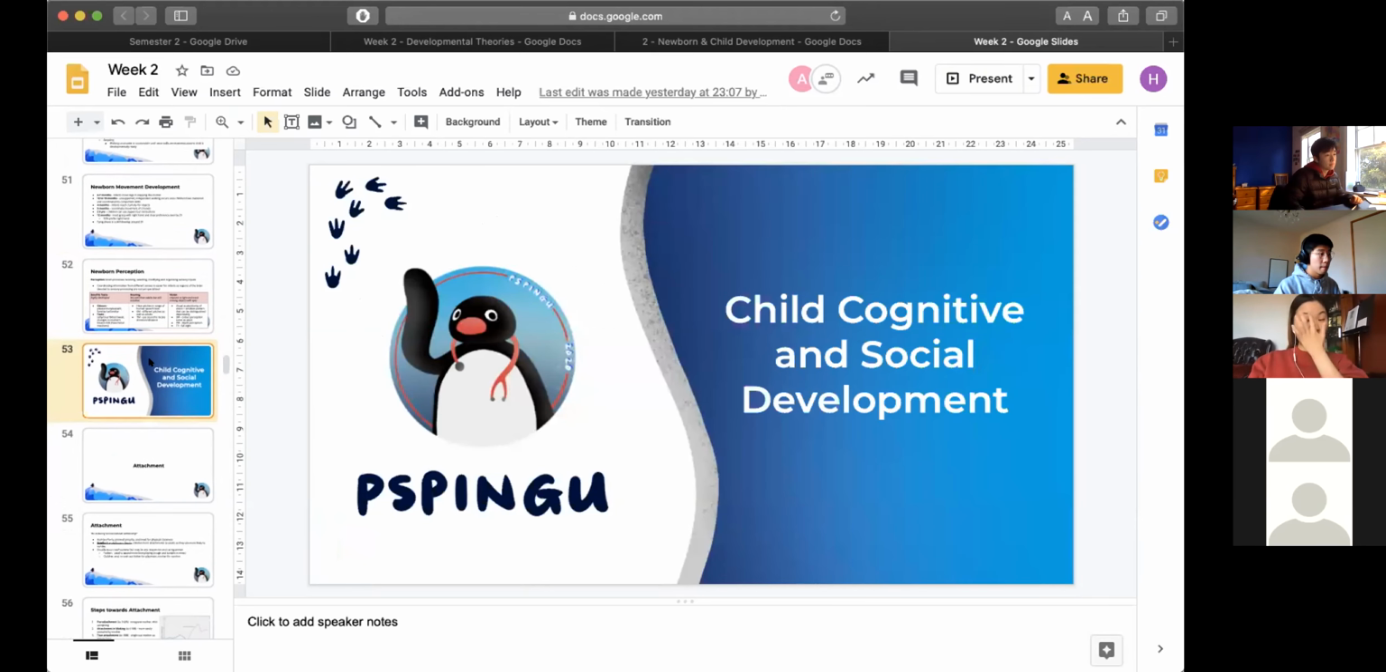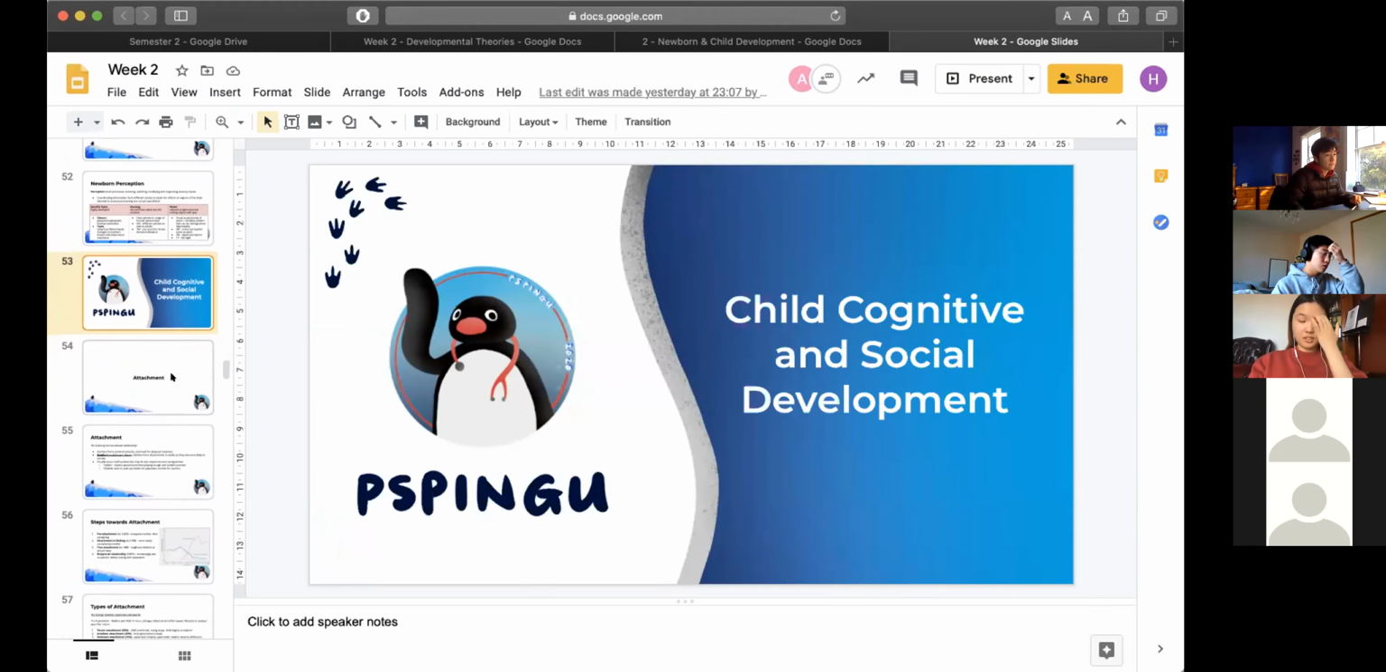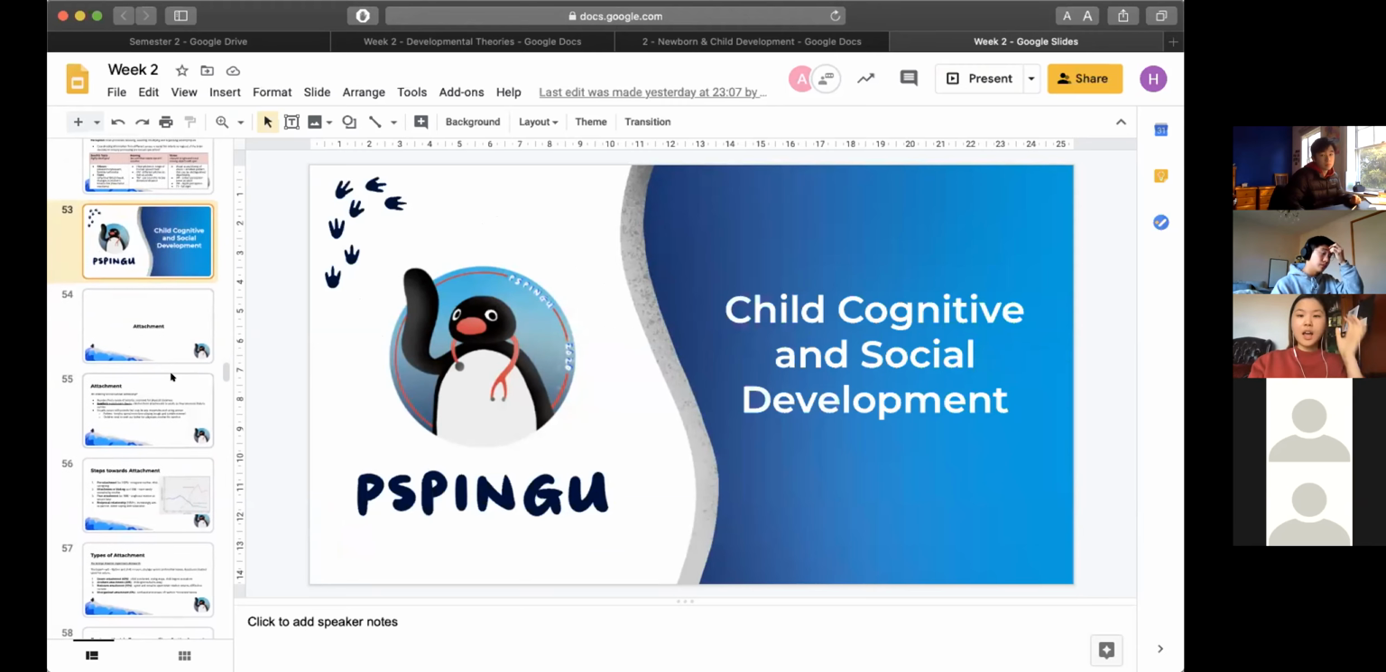Okay, child cognitive social development. So this is, once again, something that should be covered. I think child cognitive is an active learning, if I remember correctly. And if it is an active learning, it's going to be pretty bad.